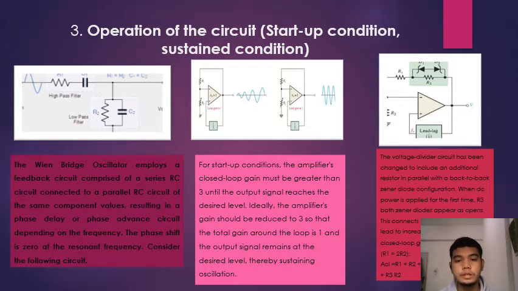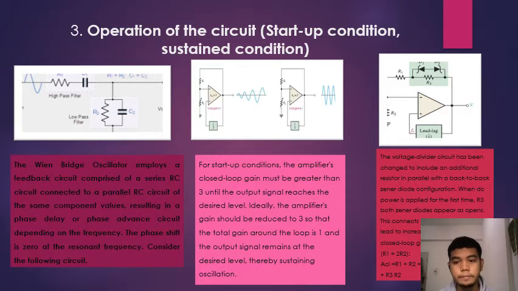For the startup condition, the amplifier's closed-loop gain must be greater than 3 until the output signal reaches the desired level. Ideally, the amplifier's gain should be reduced to 3 so that the total gain around the loop is 1 and the output signal remains at that desired level, thereby sustaining oscillation.